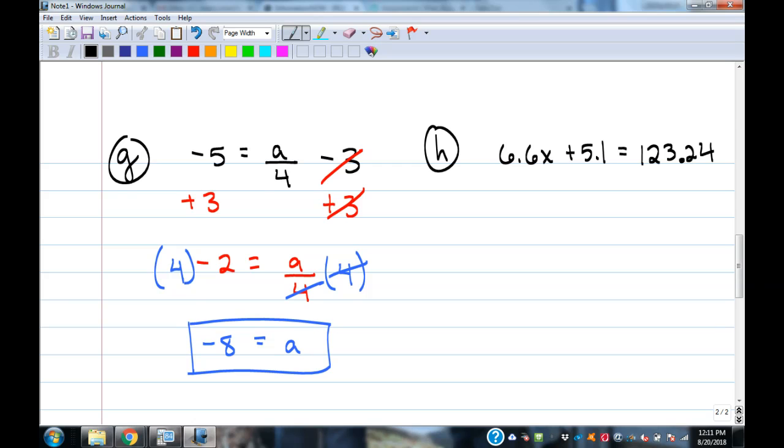Yeah, I'm going to move the 5.1 because it doesn't have a variable. So I'm going to subtract it from both sides. So I'm subtracting 5.1. And I line up my decimals there. So we got 6.6x. 123.24 minus 5.10. So that's 1.4. 123 minus 5 would be 118.